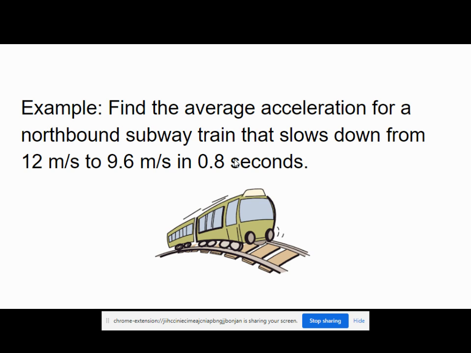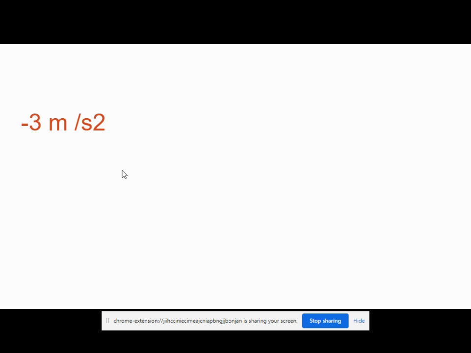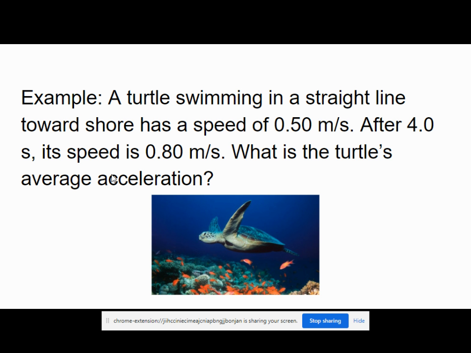Now, find the average acceleration for a northbound train that slows down from 12 meters per second to 9.6 meters per second. In this case, we put the final velocity, 9.6, first. Then we put 12. So 9.6 minus 12 gives us negative 2.4, and we divide that by 8 seconds. That will give us negative 0.3 meters per second squared. Because if we are slowing down, it'll be negative.